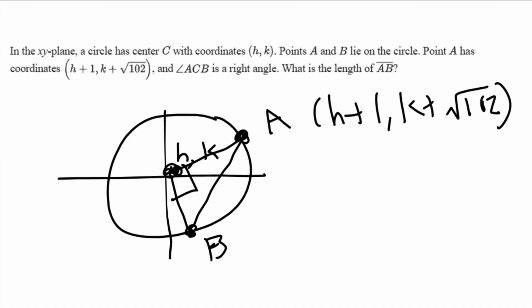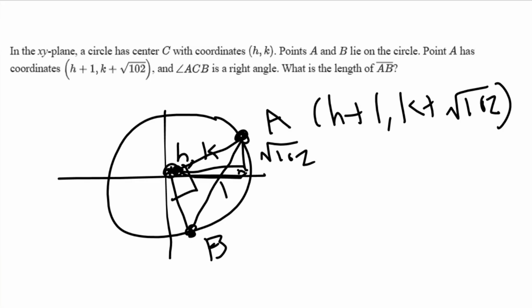You know that the x coordinate at the center of the circle is h, and the x coordinate is h plus 1 over here. So the distance to get over to this point must be 1. We'll call that 1 right there. And then same thing to get up here, the distance must be the square root of 102.